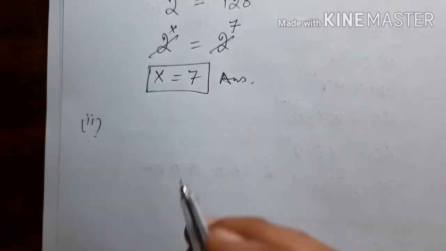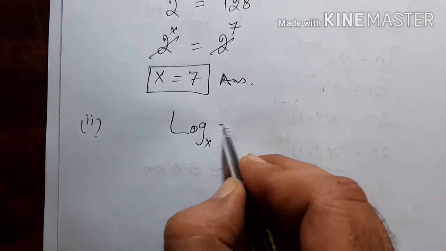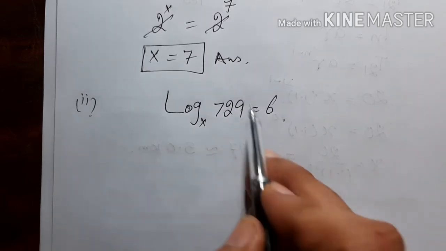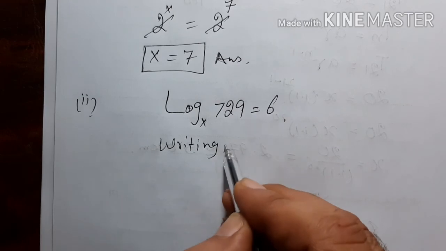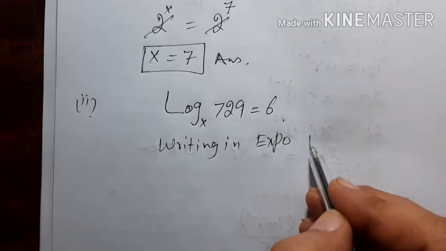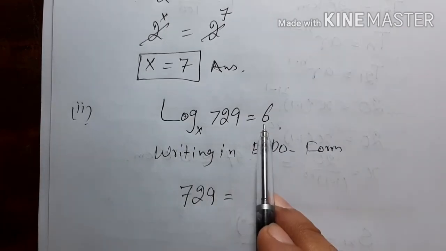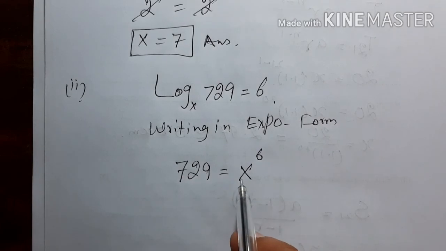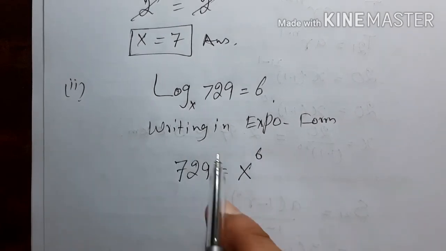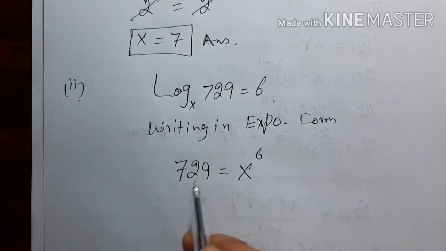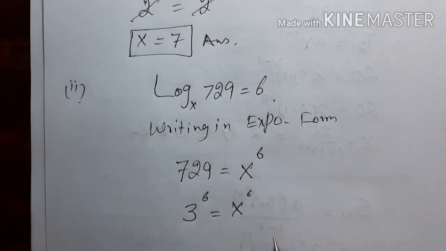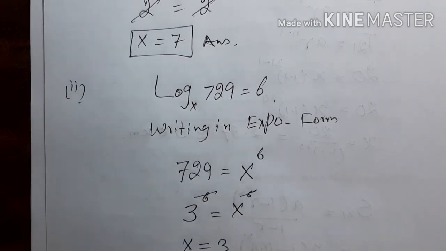Another example. For example, log base x of 729 is equal to 6. I'm going to find the value of x. I'll write it in exponential form. The base x will become the base, and the 6 the power. It will be x raised to the power 6. Now our x is in the base, so the powers should be the same so that we can cancel them, and the bases will be our answer. If you look closely, 729 can be written as 3 to the power 6, which is equal to x to the power 6. So the powers cancel, and x is equal to 3. This is the answer.